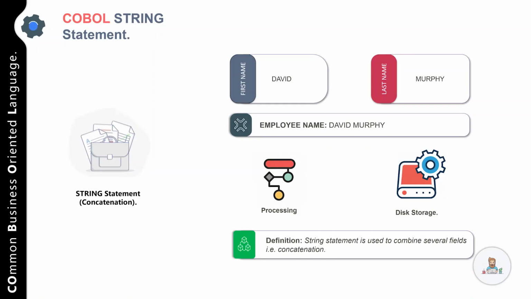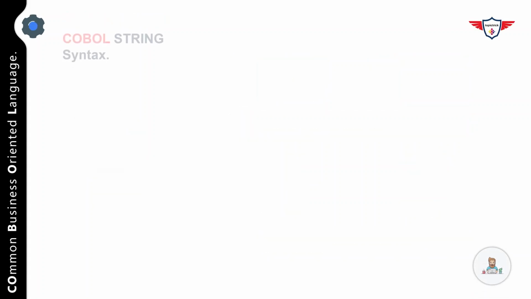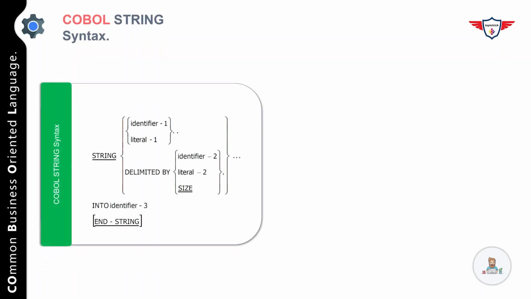You can also use the STRING statement to add literals as and when required. The STRING statement is a very useful instruction for text manipulation. Now let's look at a simplified format of the STRING statement. The syntax is fairly simple and easy to understand. It starts with the STRING keyword, which marks the beginning of the statement. Identifier 1 or literal 1 represents the field from where data will be picked up for merging.